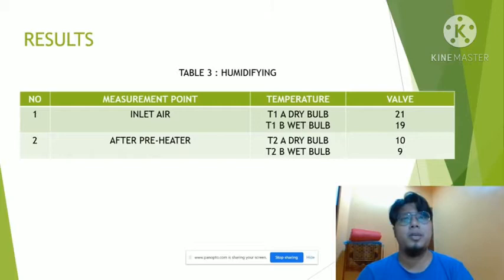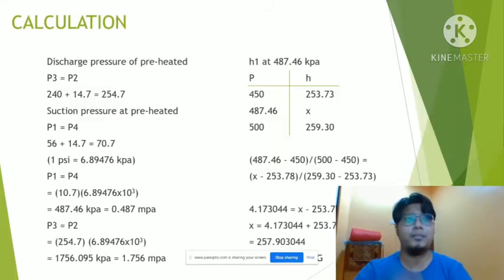Table 3 is humidifying, also given in the experiment video. Inlet A, T1A dry bulb, the value is 21. T1B wet bulb, the value is 19. Then after the preheater, T2A dry bulb, the value is 10. T2B wet bulb, the value is 9. Okay, let's look at the calculation.